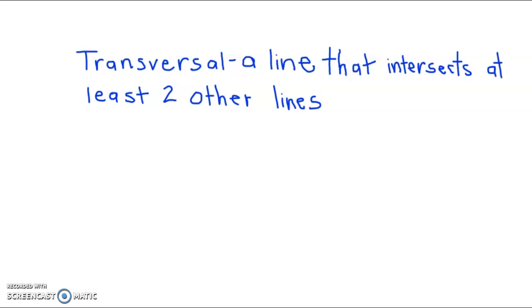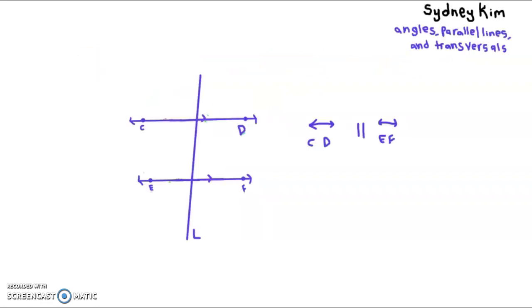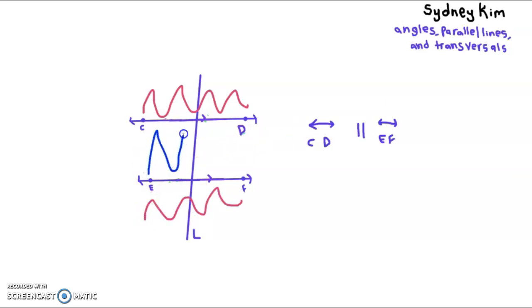So now I'm going to go back to the other example, and I'm going to explain to you guys alternate interior and exterior angles. The angles located here are exterior angles because they are outside of the parallel lines. The angles located here are interior angles because they are located inside of the parallel lines. Keeping this in mind, know that all alternate exterior angles are congruent and all alternate interior angles are congruent.